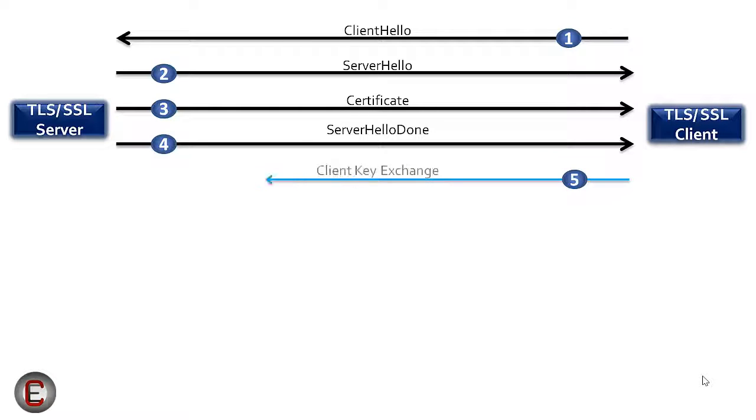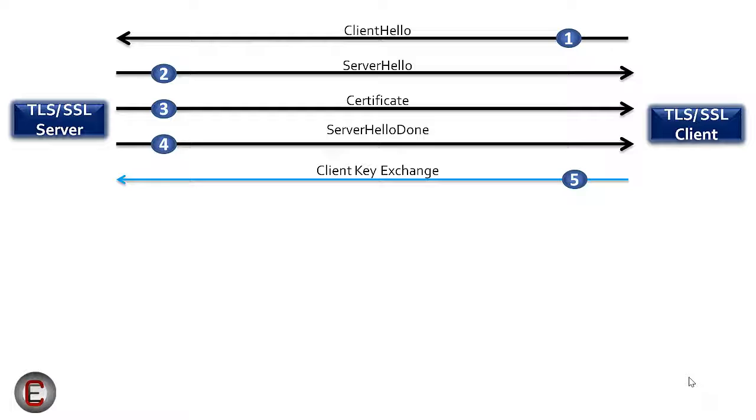The client key exchange message. The client calculates the pre-master key using some information. We will discuss this information later in the series. This key is encrypted using the public key it received from the server and is sent over.